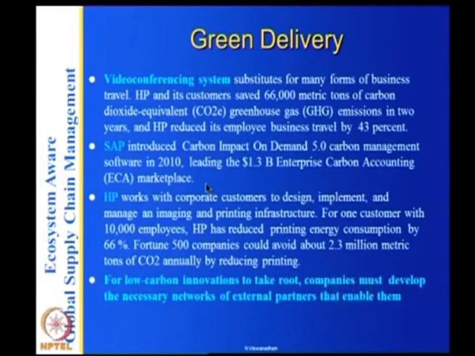For low carbon innovations to take root, companies must develop the necessary network of external partners that enable them. See, there is a co-evolution that goes on for any of these kinds of innovations. Now, we have seen earlier that the innovation in global supply chains was outsourcing and then low cost outsourcing, basically with regulatory restrictions removal, delivery mechanisms and all that. Similarly, if you want green delivery and green products to take root, companies must develop the necessary networks of external partners to enable them. It's not enough if you just generate the product; you should find out how to co-evolve from this.